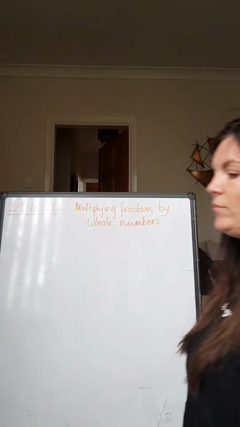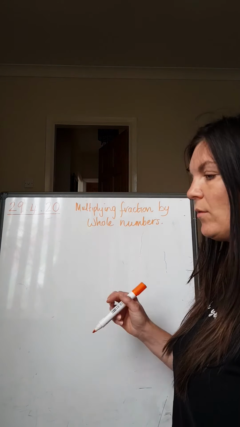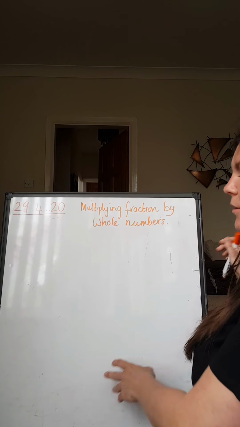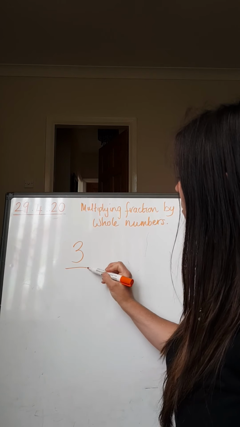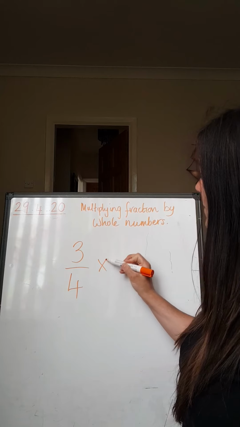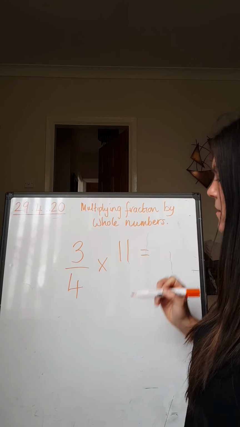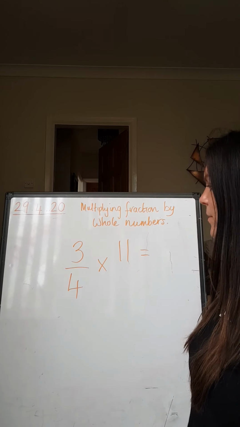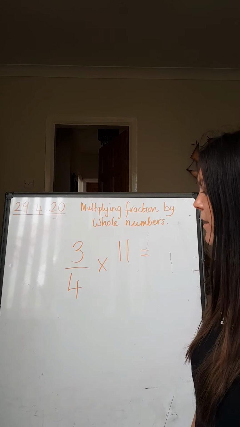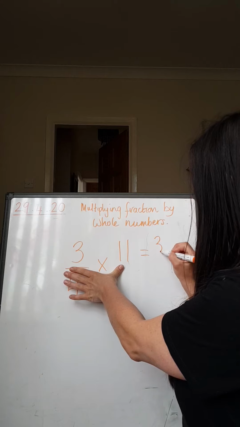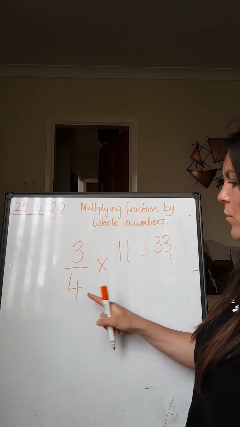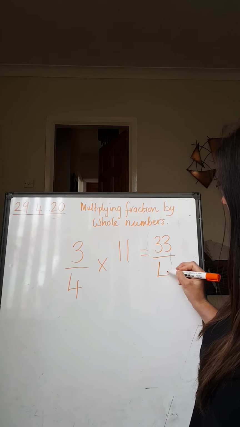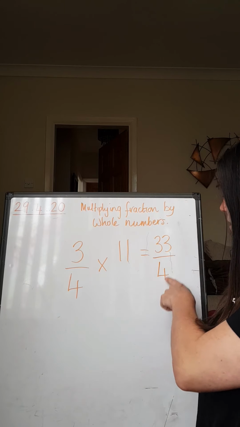So just as an example, I don't think you're going to need much help with this one. I think you'll be really good. Let's do this one. 3/4 times 11. Now instantly that looks a bit too scary, but remember, we're just timesing by these top bits. So if it was 3 times 11, it would be simple, 33. 33 what? 33/4.